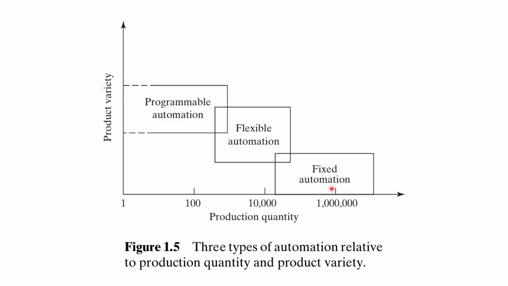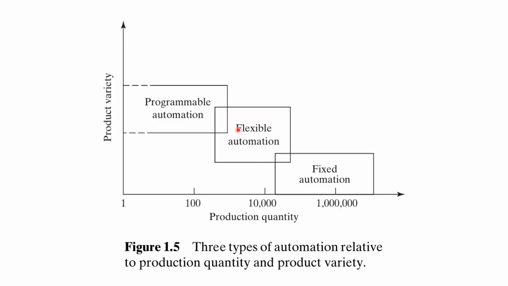The next one is programmable automation. Each and every time we have to change for a particular set of product, we have to change the program. So that cannot go for mass production, but you can execute batch production. That is called programmable automation.